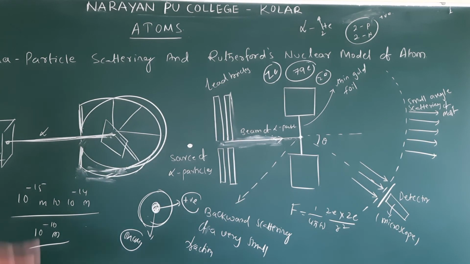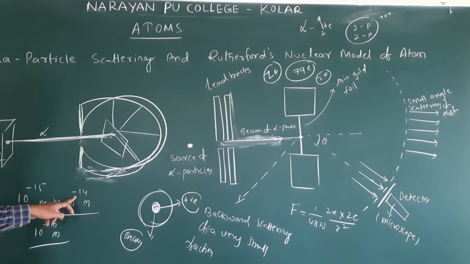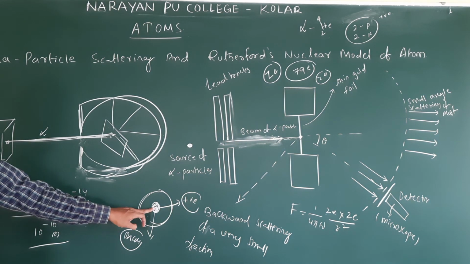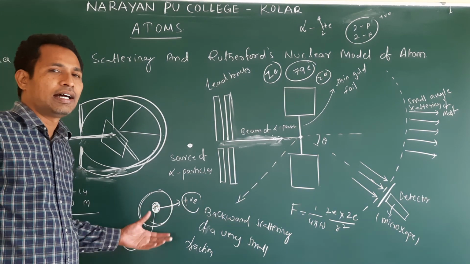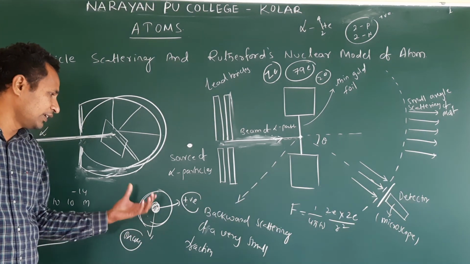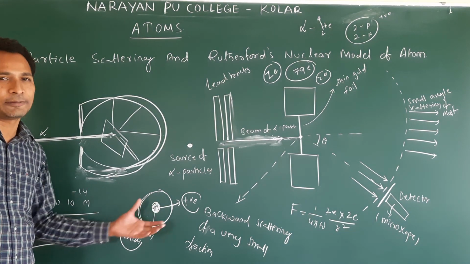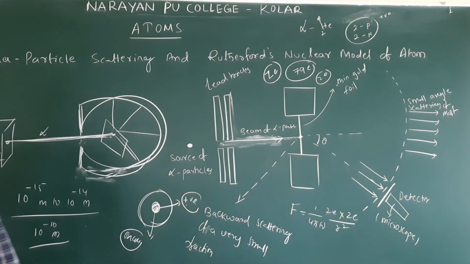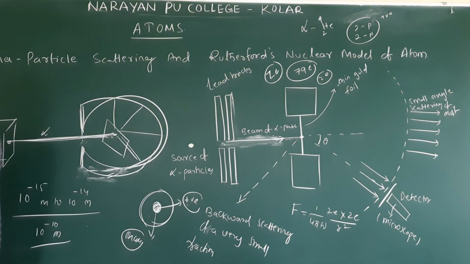Important points: the size of the nucleus is 10 power minus 15 to 10 power minus 14 meter. The center that we call the nucleus contains positive charge, and the total mass is concentrated at the center, and the total atom is mostly empty. Clear? So those are the important points regarding the Rutherford model. And next we will see the alpha particle trajectory. We will closely watch what is happening in this small atom. Clear?